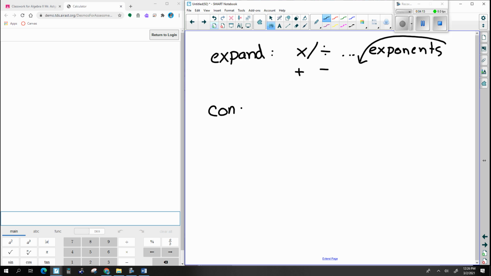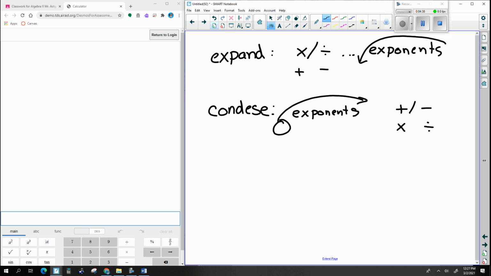When you're asked to condense, do the exact same thing but backwards. So what you should look for first is those exponents. Any number that is up front, go ahead and put it up as an exponent. And then look at any additions and subtractions, and they ultimately turn into multiplications and divisions. You get the idea.